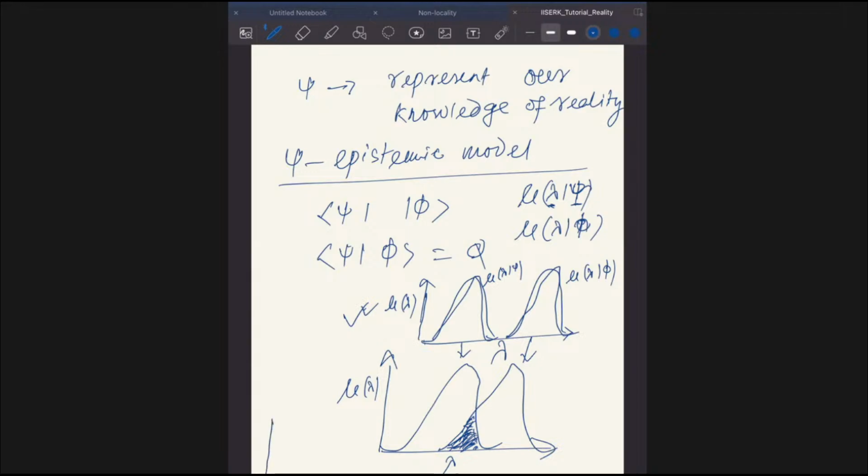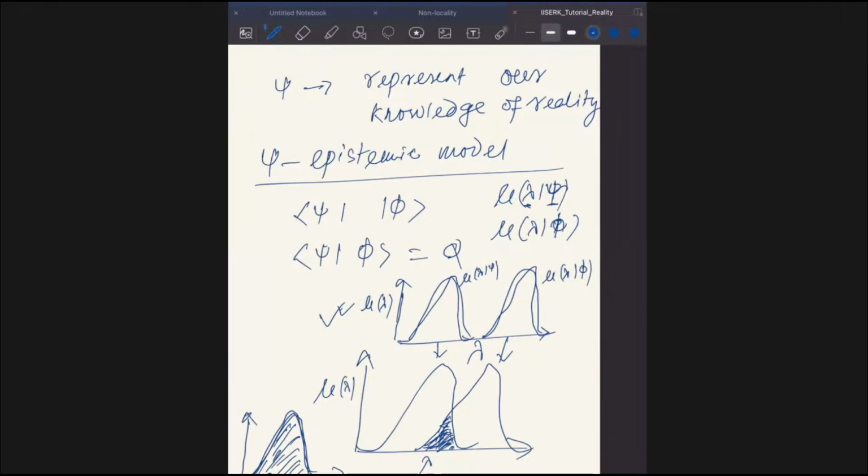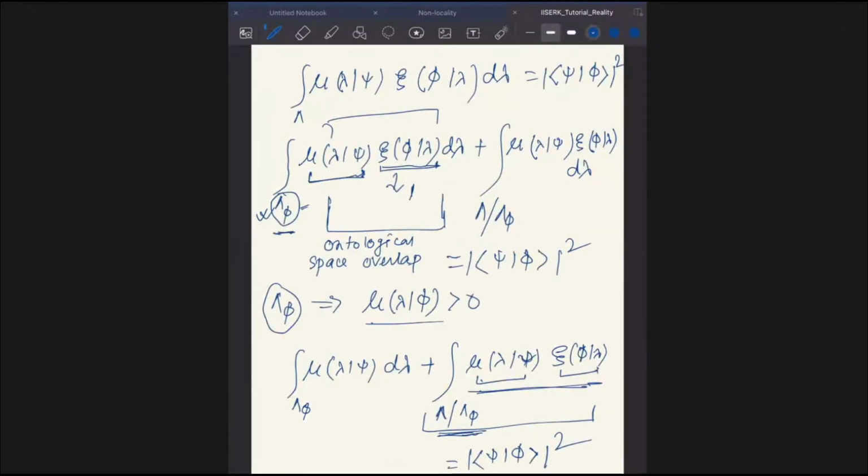And in the last example I gave, the overlap is complete. It means it is fully overlapped. So these two ontological spaces are actually one. All lambda residing in the ontological space correspond to both psi and phi. So this is that thing.